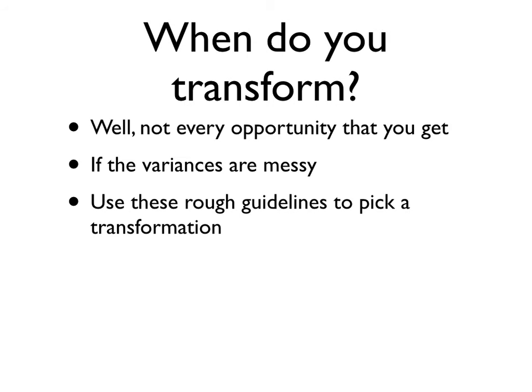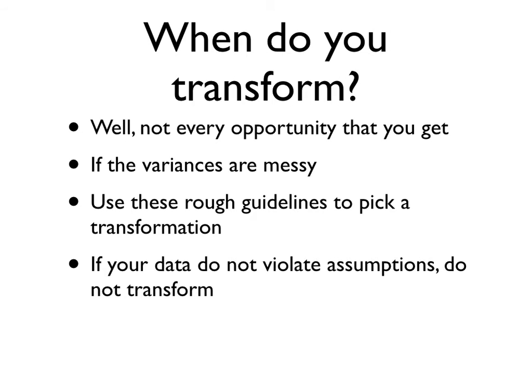And you pick a transformation based on these sort of rough guidelines I've given you. I've got these from all kinds of different sources, so I can't tell you exactly where it all comes from. But just pick one of these. But if your data don't violate an assumption, you don't transform your data. And the assumption I'm caring about here is always homogeneity of variance. If you don't have independent events, it doesn't matter what transformation you've done, you can't fix it.